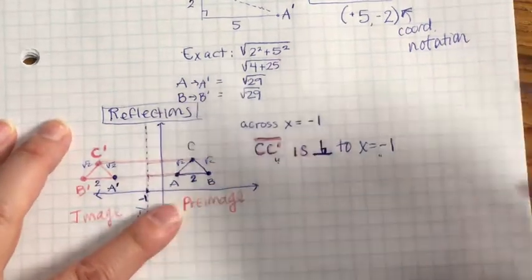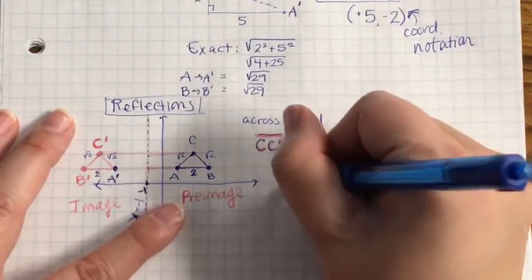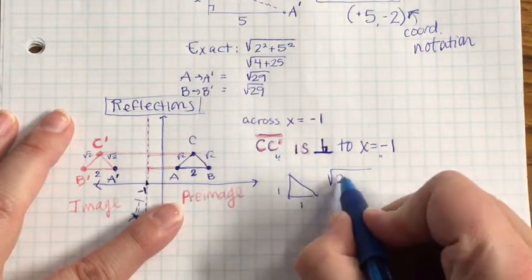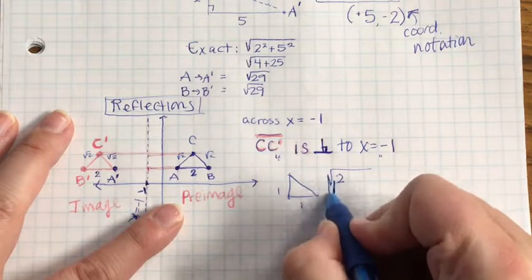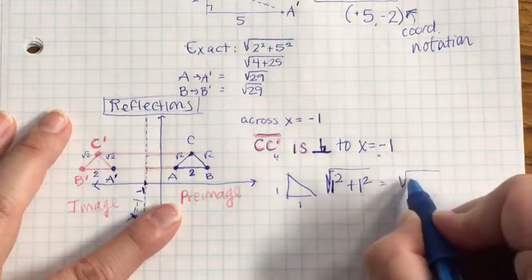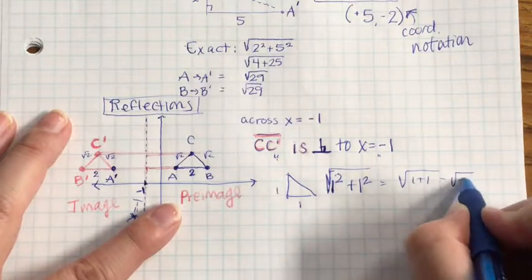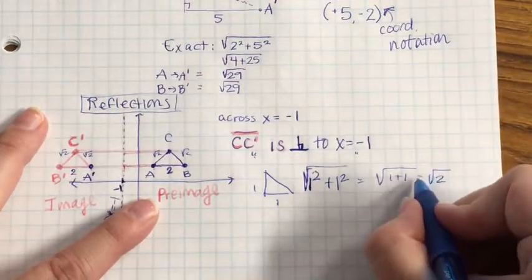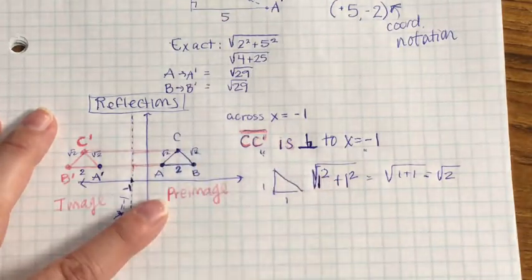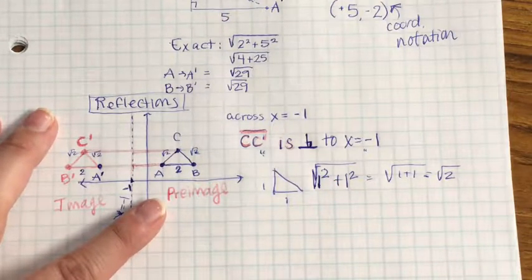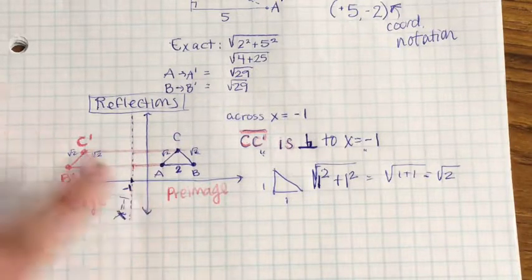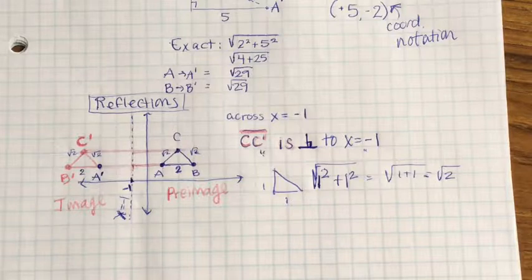Oh, if I did the Pythagorean, that's a good question. If I did the Pythagorean theorem with 1 and 1, then I'd have the square root of 1 squared plus 1 squared, which is just the square root of 1 plus 1, which is the square root of 2. So that distance from here to here is the square root of 2. Main thing I was saying there is that those distances stay the same.